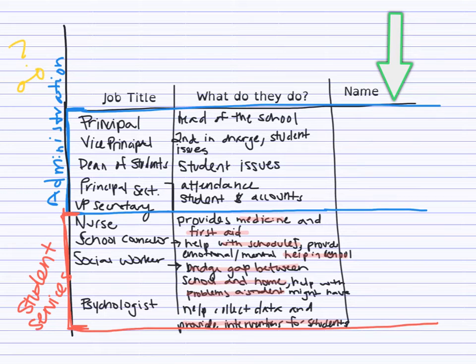Who is the vice principal? Who's the dean of students? Can you find any secretaries? What about the nurse, the school counselor? Your school actually probably has more than one counselor. How about the school social worker or the psychologist? So go ahead and pause the video right here. Come back to it when you're done, but pause right here. And when you have those names, come on back.